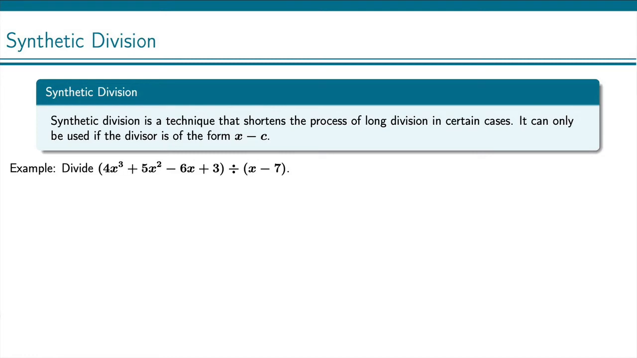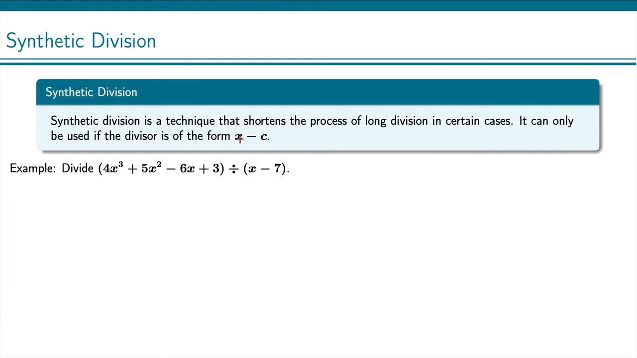The process of long division with polynomials is very tedious, and we don't want to do it if we don't have to. There's a technique called synthetic division, which condenses the process of long division in certain cases. It only works if your divisor is of the form x minus a number. If it's x plus 4, that still works because that's the same thing as x minus negative 4.